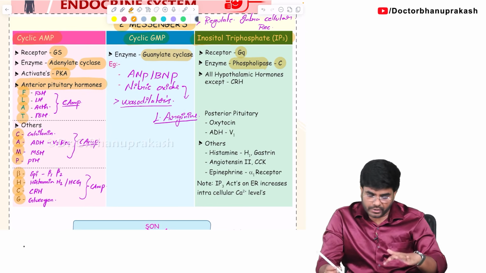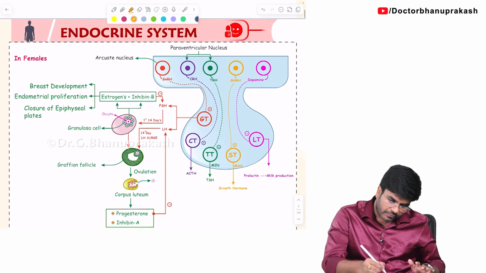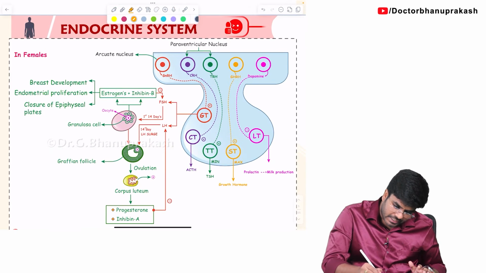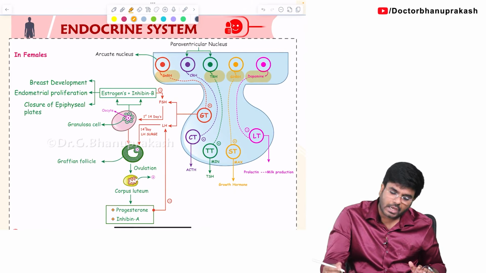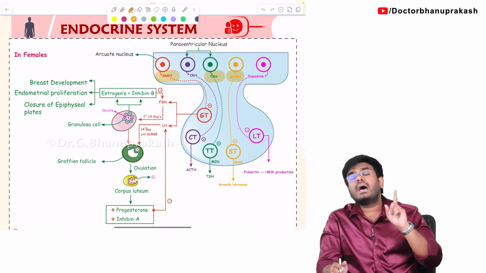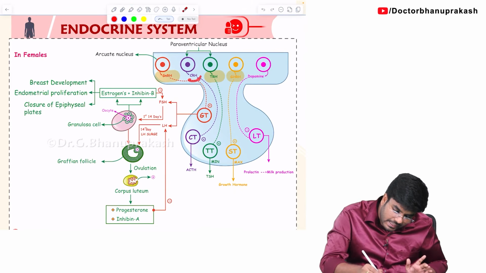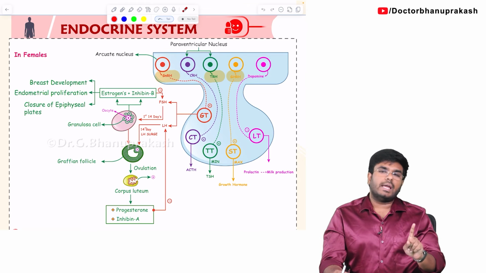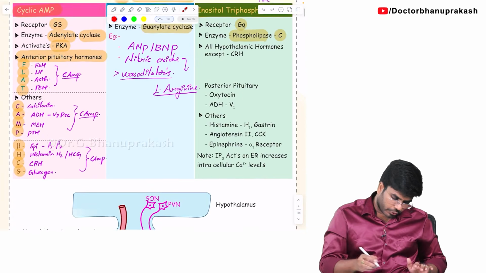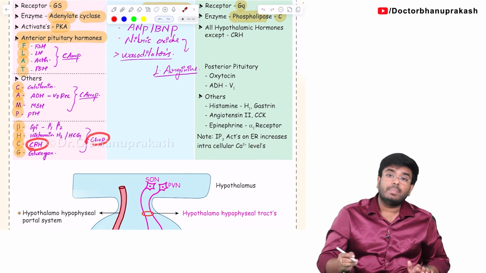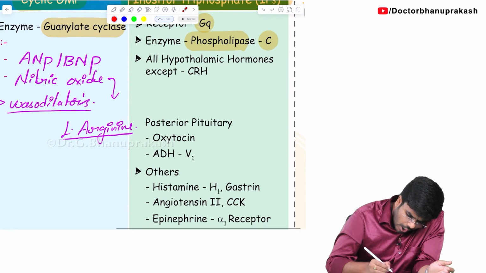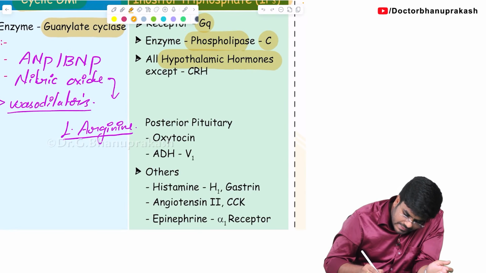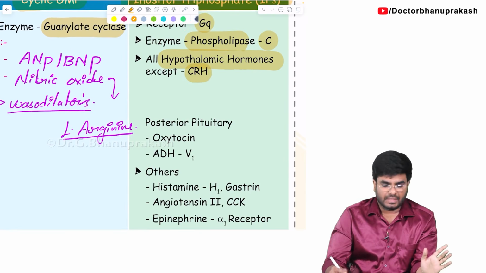In the subsequent videos I will show you the different hormones coming from the hypothalamus, like GnRH, TRH, growth hormone releasing hormone. All hypothalamic hormones except CRH act via the IP3 pathway, because CRH, as I have taught you, is acting via the cyclic AMP pathway. So, all hypothalamic hormones except CRH act via the IP3 pathway.